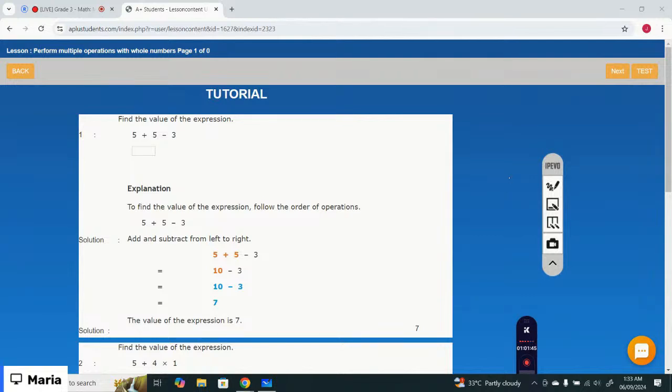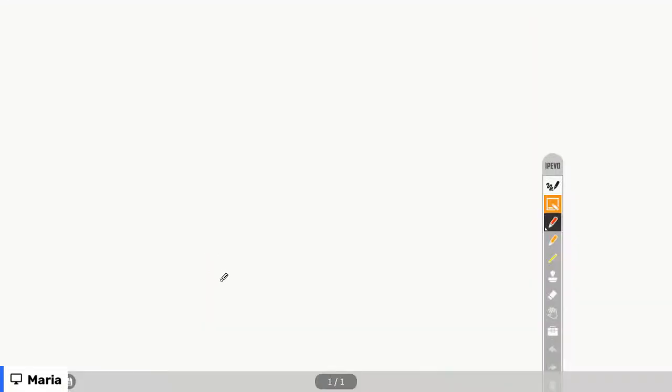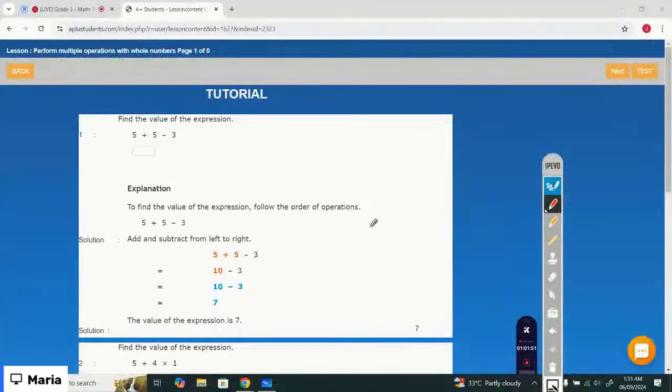Going from left to right, you need to add first. 5 plus 5, do 5 plus 5 first, right? 5 plus 5 is 10, and then 10 take away 3 is 7, right?